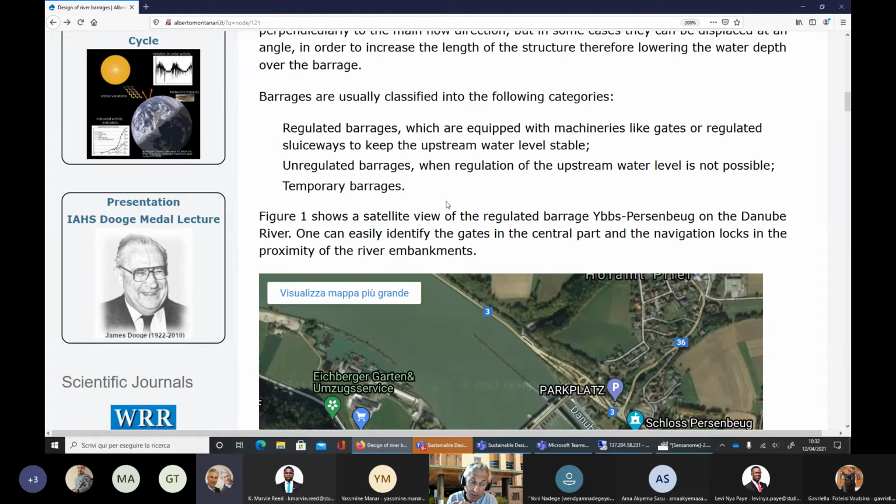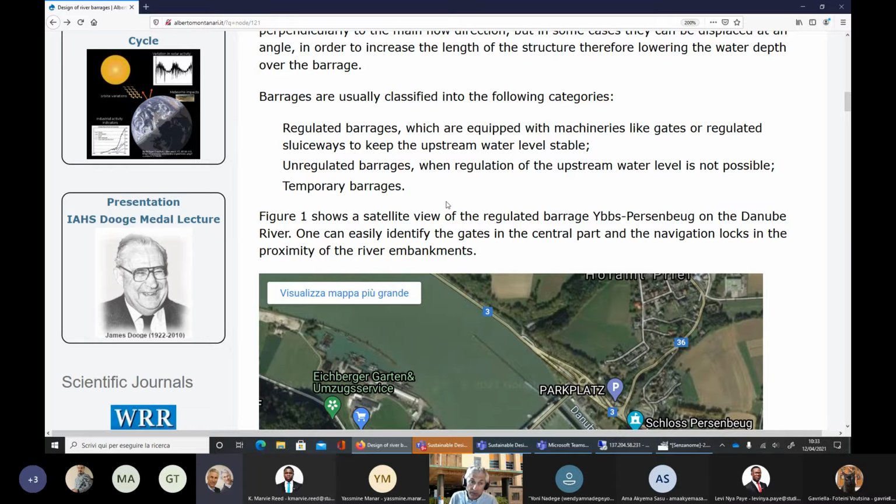Why are these temporary structures? Because typically people are concerned that if you leave the barrage there, if a flood comes, the barrage may be wiped out by the flood, and also the barrage may induce an increase of the flood risk, because of course the barrage is an obstacle to the river flow. So in some cases people decide just to put the barrages only during the dry season.